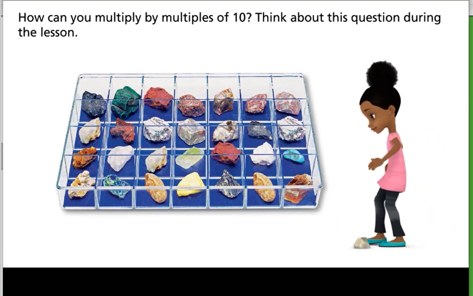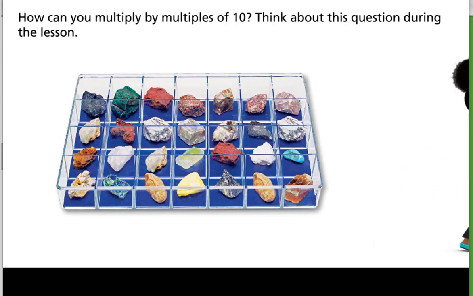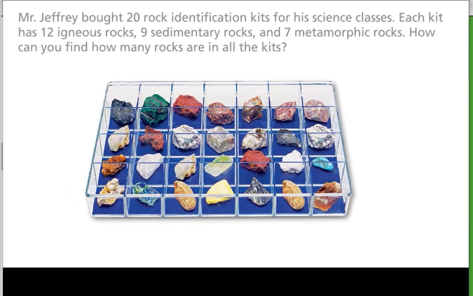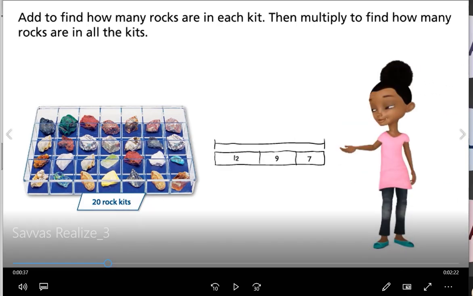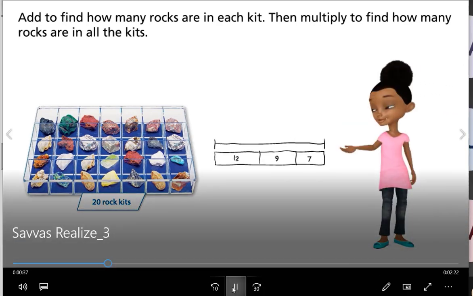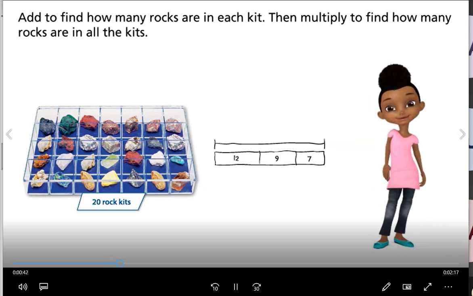How can you multiply by multiples of 10? Think about this question during the lesson. Mr. Jeffrey bought 20 rock identification kits for his science classes. Each kit has 12 igneous rocks, 9 sedimentary rocks, and 7 metamorphic rocks. How can you find how many rocks are in all the kits? How many rocks are in each kit? Then multiply to find how many rocks are in all the kits.